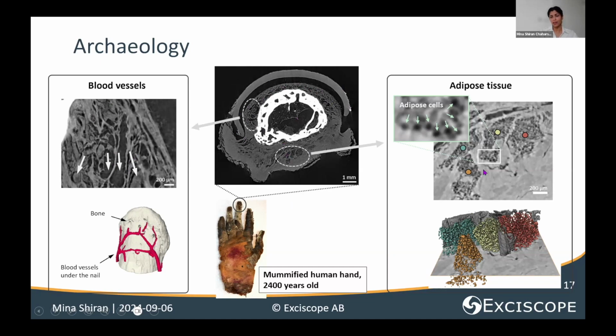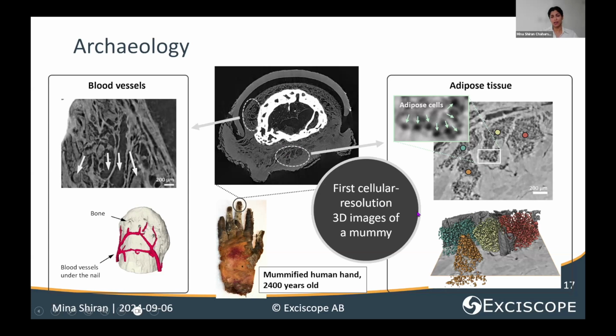These samples and results are the first cellular resolution 3D images of a mummy. And this data is quite valuable, but it's not limited to this specific sample. Of course, it's possible to run measurements and scans on different types of soft materials such as wood or textile, or anything that you basically see in a museum with low density material.